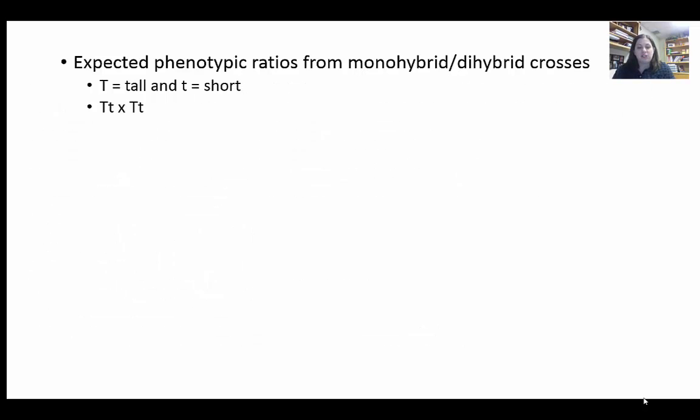Now, this one says you need to know what to expect when we talk about ratios from a monohybrid or dihybrid cross. So take a second here. If big T is tall and little t is short, you are crossing a heterozygous tall with another heterozygous tall. Well, what would you expect? Well, you just do the Punnett square. When you do the Punnett square, you'll notice you get 75% tall and 25% short. If you did this as a ratio, this would be a 3-to-1 ratio because this is a monohybrid cross.